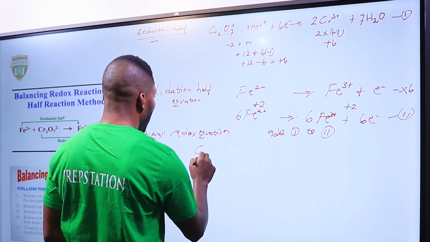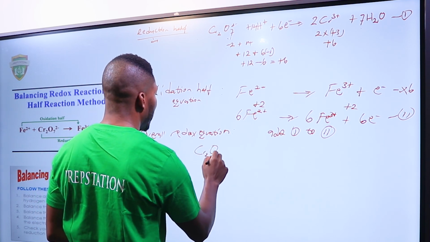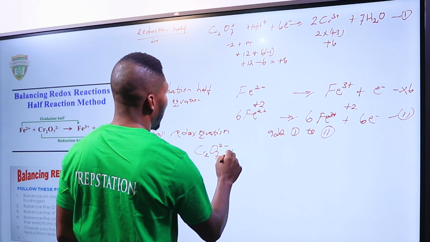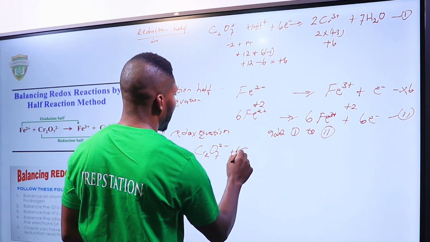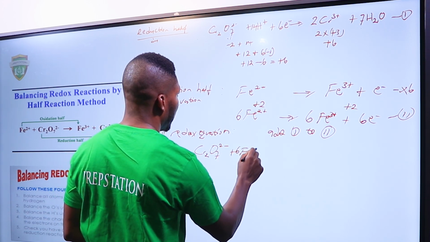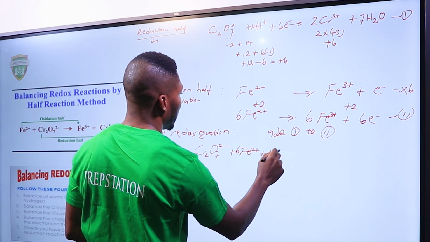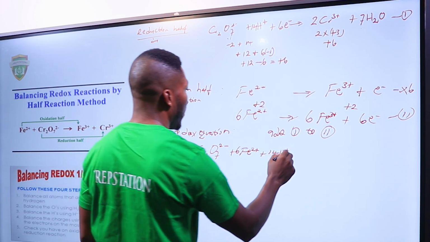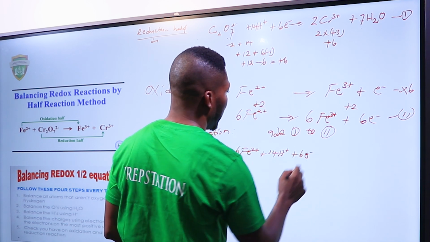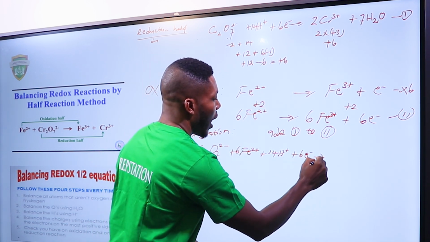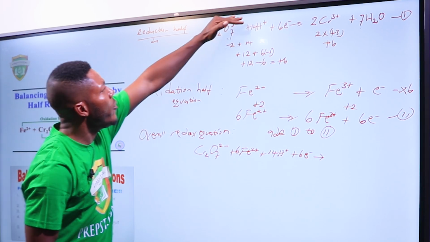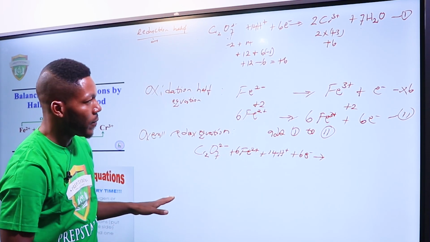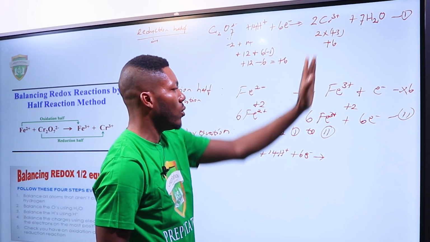We have Cl2O7 2 minus plus 6Fe 2 plus 14H plus, plus 6E minus. That is all I have in the reactant. That means that every reactant comes together, then every product will come together.